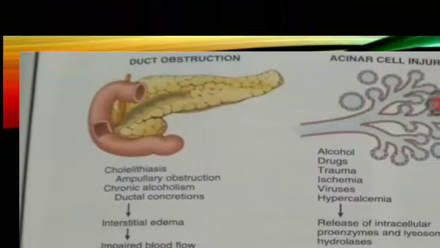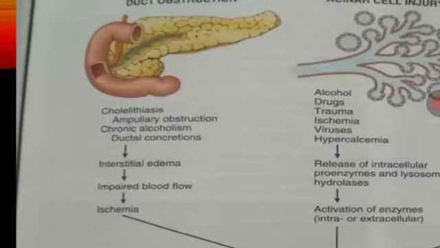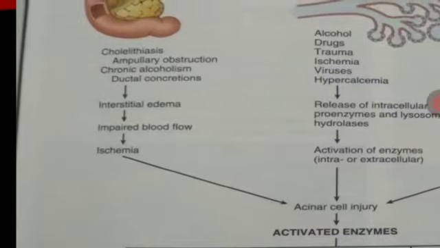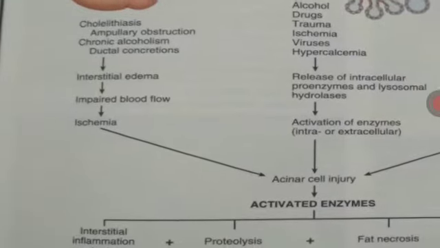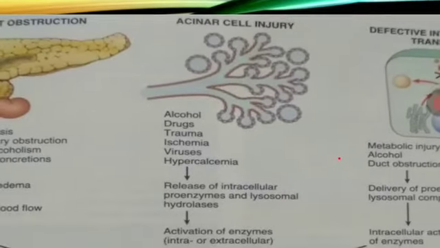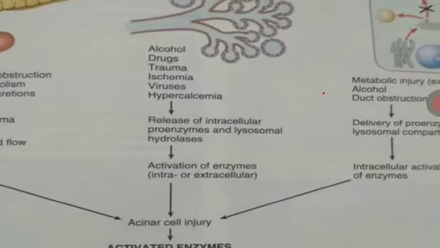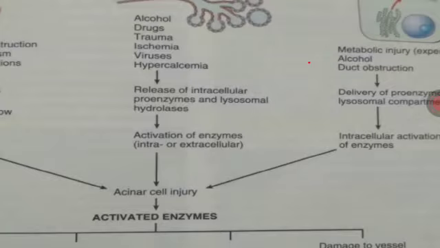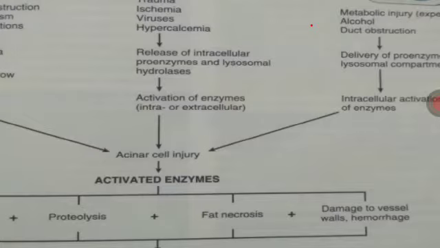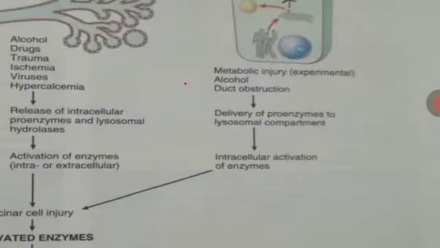So this is the duct obstruction. Duct obstruction is mainly caused by cholelithiasis, ampullary obstruction, chronic alcoholism, and ductal concretions. This obstruction leads to interstitial edema and impaired blood flow, causing ischemia and ischemic injury to the acinar cells. Then acinar cell injury, caused by alcohol, drugs, trauma, ischemia, viruses, and hypercalcemia, causes release of intracellular proenzymes and lysosomal hydrolysis, which causes activation of intra or extracellular enzymes. This activation of enzymes further leads to acinar cell injury.